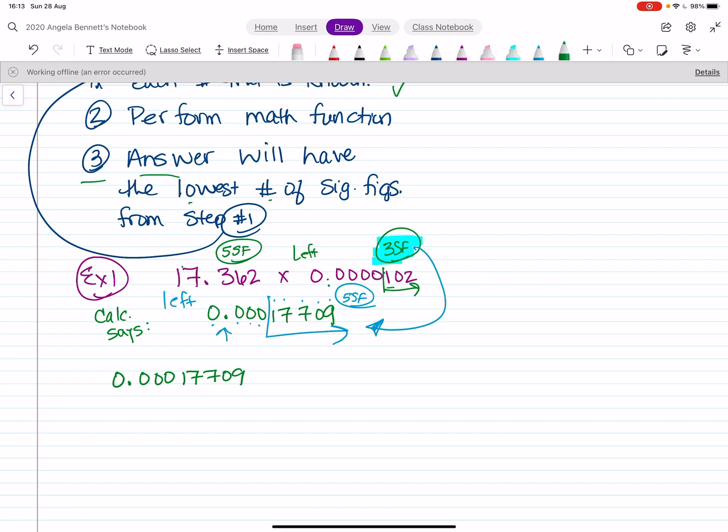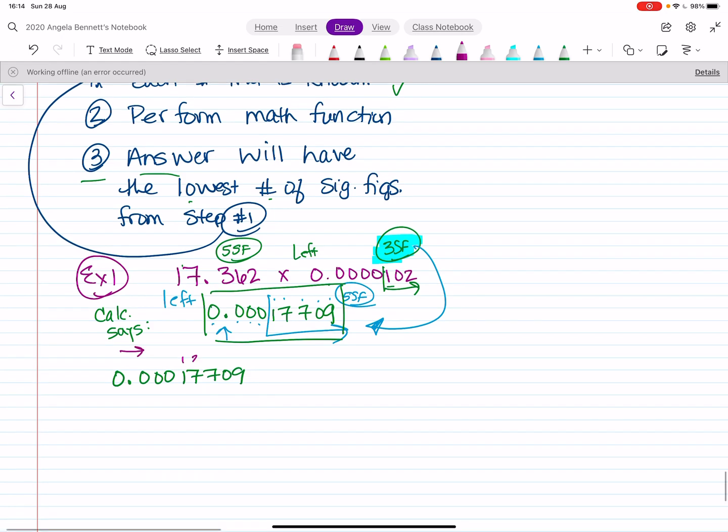Okay, so we know by looking at this right here that the zeros are not significant. So what I need to look at are my 17709. So this is going to be sig fig number 1, because remember we're going from left to right. Sig fig number 1, sig fig number 2, sig fig number 3. So this needs to go away.